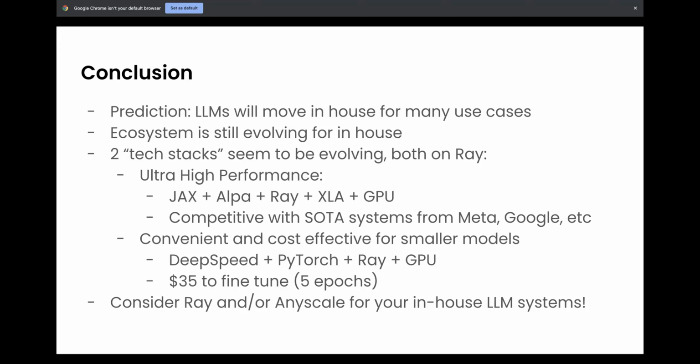Concretely, we see the ecosystem right now dividing into 2 cohorts or tech stacks. One is ultra performance, one is convenience and cheap. And Ray is playing a critical part in both. In the ultra high performance part, we're allowing advanced frameworks to do flexible sharding. In the convenient cheap part, we're allowing people to use really inexpensive GPUs and quickly iterate. So please consider Ray and Anyscale for your in-house large language model systems.